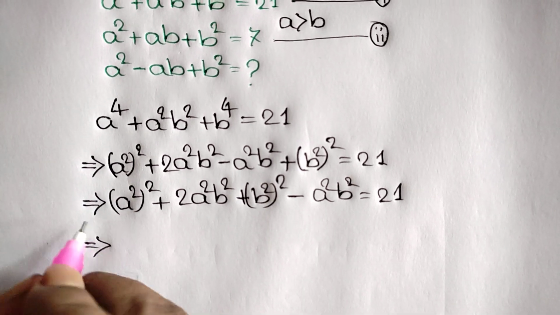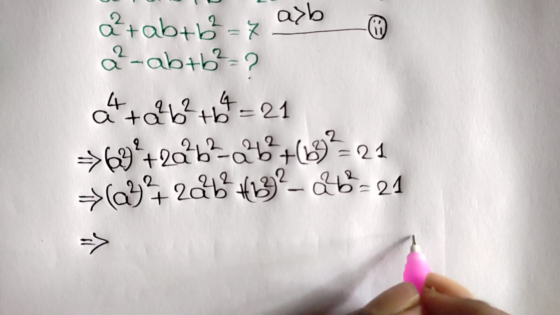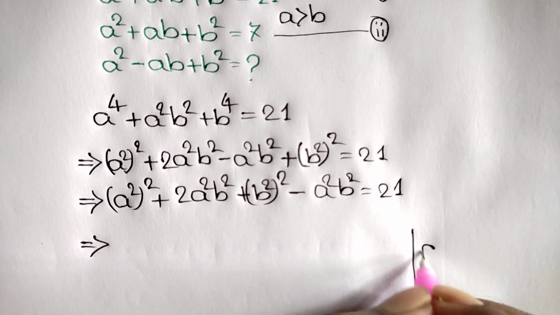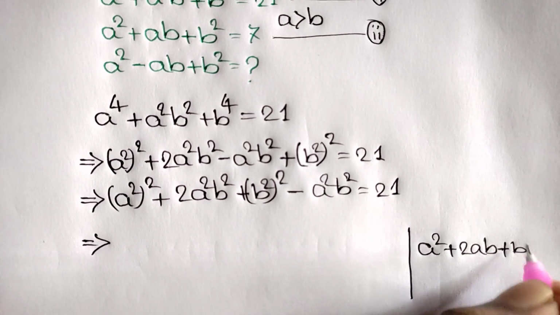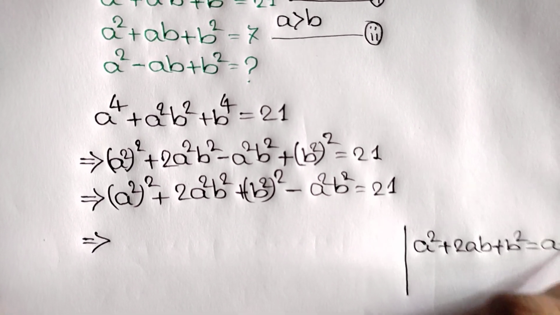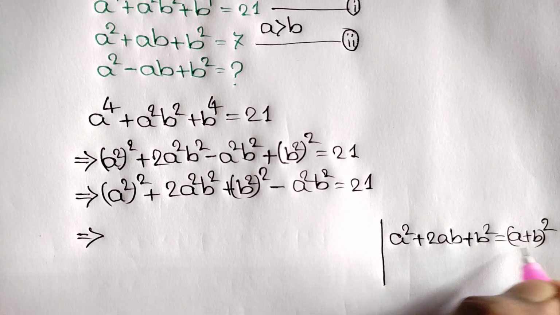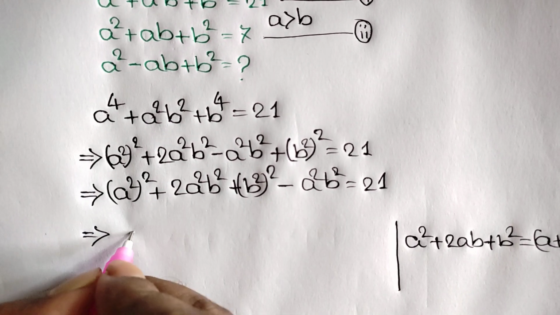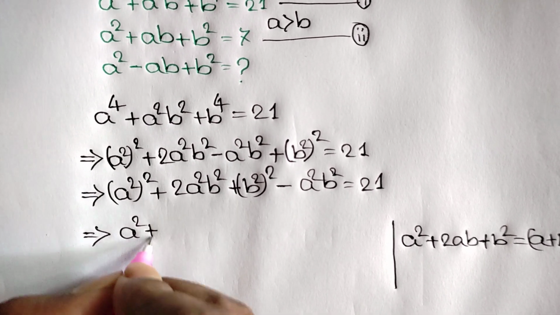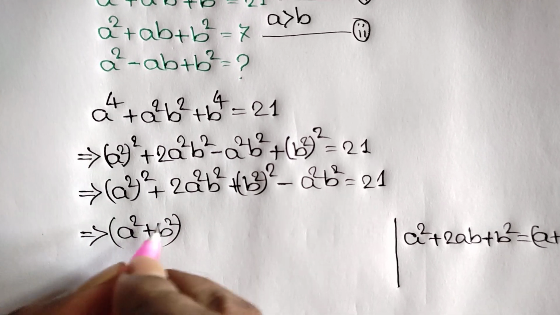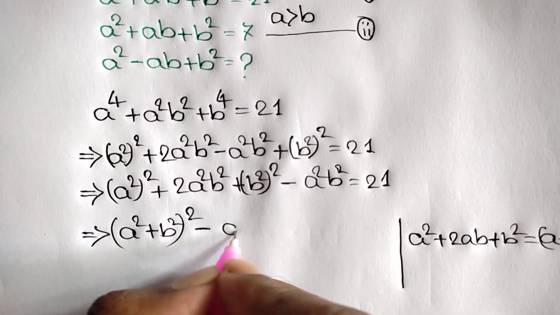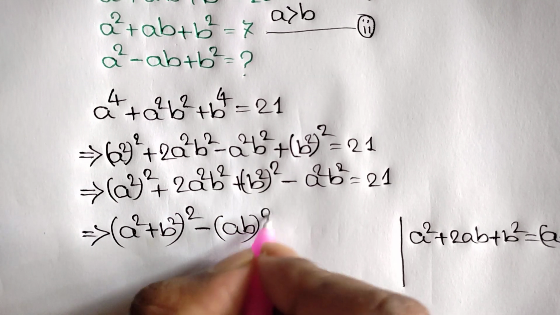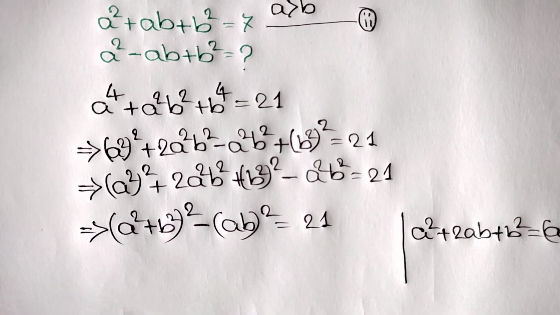Now here we can apply an algebra rule. We know a square plus twice ab plus b square is equal to a plus b whole square. Applying this rule here, we can write a square plus b square whole square minus a square times b square, which can be written as ab whole square, is equal to 21.